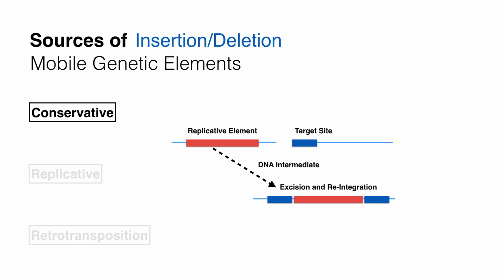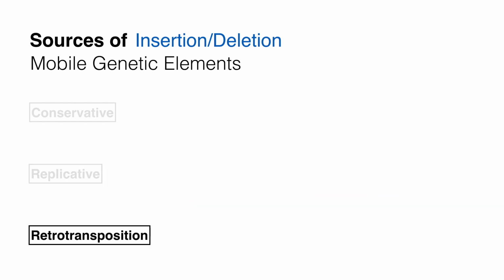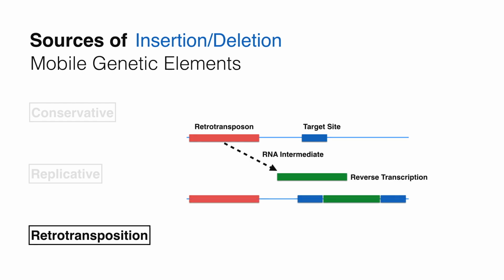Conservative transposition, in which the element itself moves from the donor site into the target site. Replicative transposition, in which the element moves a copy of itself to a new site via a DNA intermediate. And retrotransposition, in which the element makes an RNA copy of itself, which is reverse transcribed into a DNA copy, and then inserted. Here is an example of two sequence segments that come from homologous sequences.